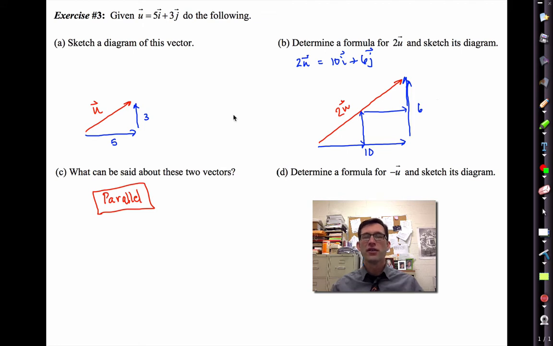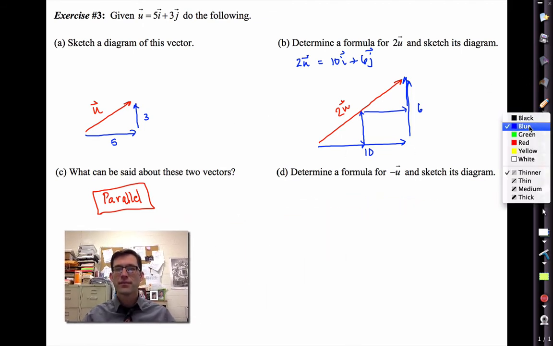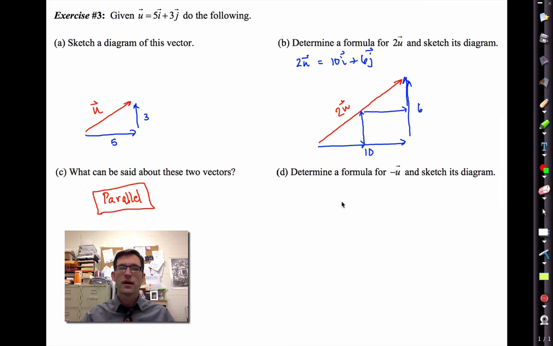Let's figure out letter D. Okay, please pause the video and do that. All right, well, simple enough. Negative u is going to be negative 5i minus 3j, and its diagram is going to look like this. And of course, here it is.